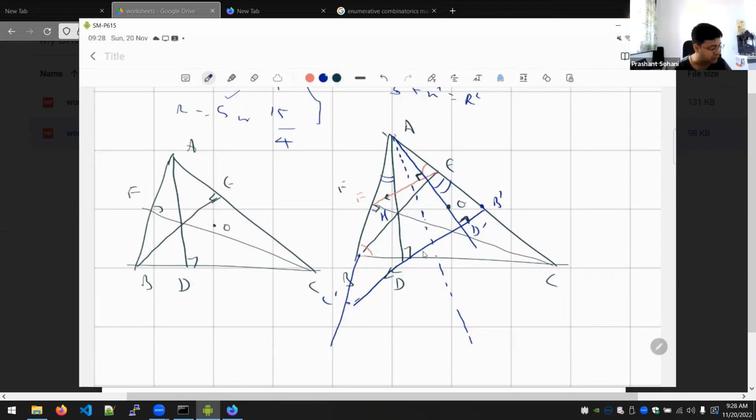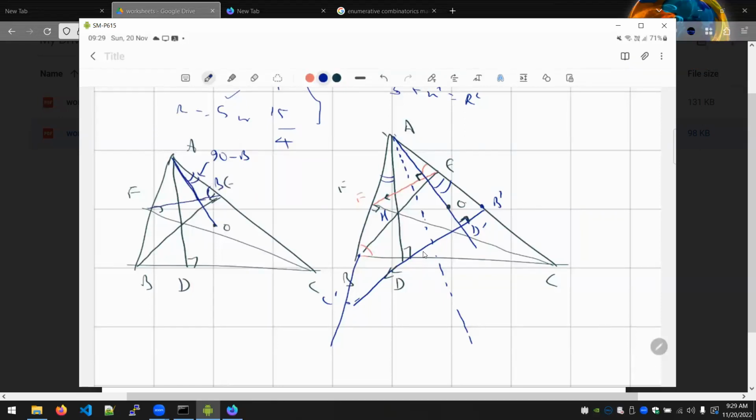Okay, fine. I was thinking about it this way, that basically if you just join AO, then we know this angle is 90 minus B. And in this triangle AEF, this angle is equal to B. So yes, that's the same thing you did on the left hand side. Correct. Okay, so Anushka, you want to follow this? This angle is B, this angle is 90 minus B, therefore this has to be 90 degrees.